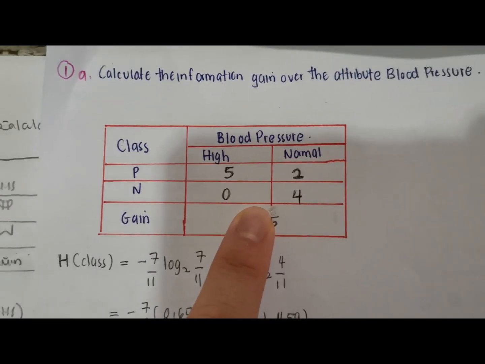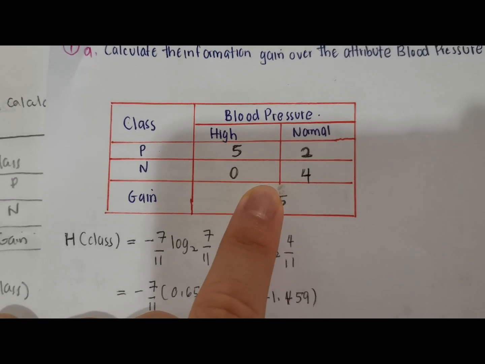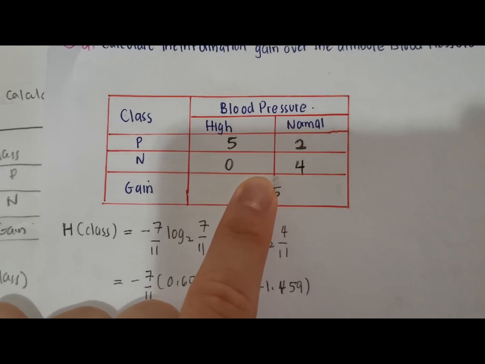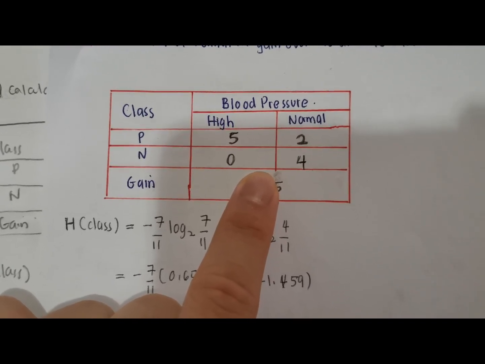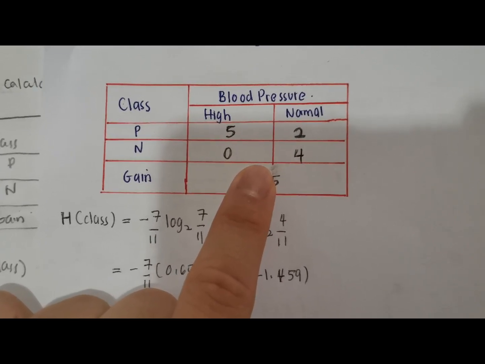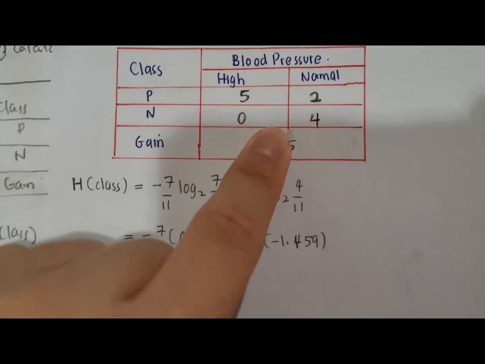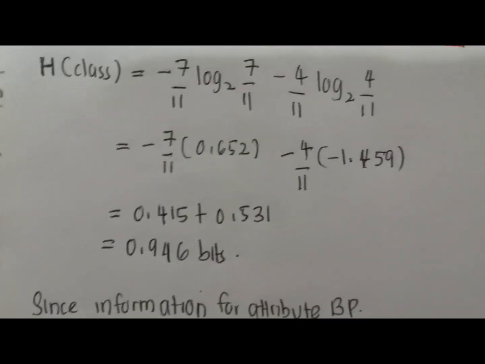So now we have to find the information gain for the blood pressure. If we want to make everything super easy, we should make a new table like this so that we can fit all the data into the formula easily. So now this is a table, and now look at the formula.